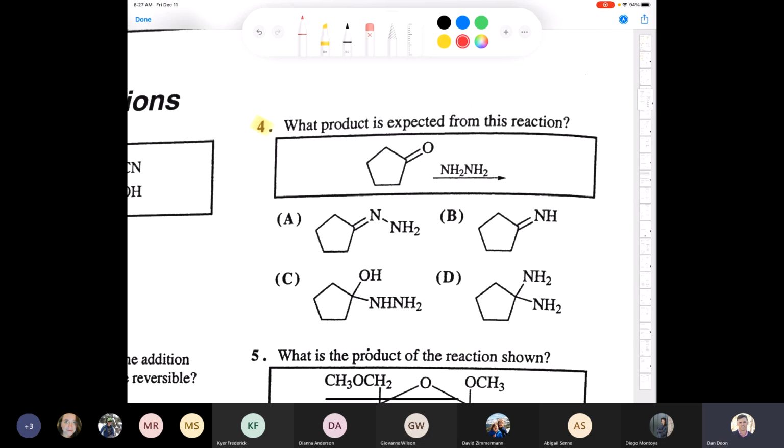We're starting with a ketone, and we're treating it with this compound, which is called hydrazine. And when we take a ketone and treat it with hydrazine, we end up with a hydrazone. Could anybody identify which one of these is a hydrazone? Yeah, the answer is A. This is pretty pure memorization, making a hydrazone from hydrazine and a ketone, but that's the reaction that we've looked at over the course of the semester.